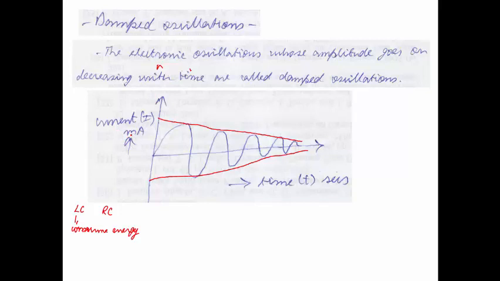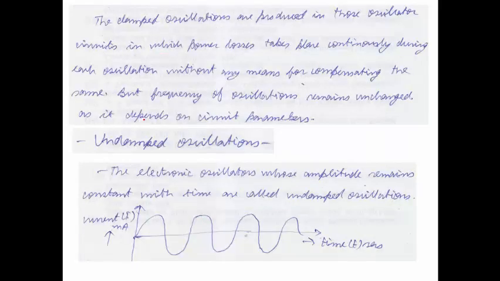As far as frequency is concerned, it doesn't make much difference for damped and undamped oscillations. However, the power definitely matters. If you are not able to supply enough power as time progresses, those kinds of oscillations are not much utilized. But the frequency of oscillation remains unchanged, and it depends on the circuit parameters. Therefore, frequency is always decided by circuit parameters.